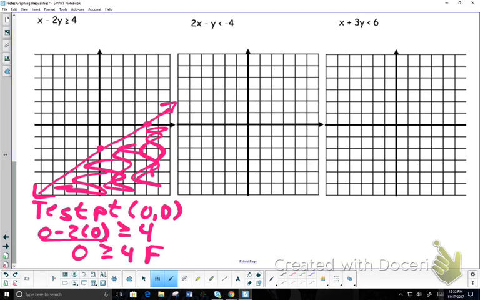Ready to try the second one? Yes. So if I use the hand, I got 2x equals negative 4, so x equals, so I go to x and I plot negative 2.